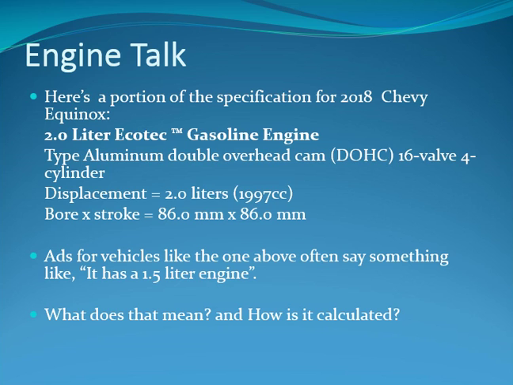Here's a portion of a specification for a 2018 Chevy Equinox. It says it has a 2-liter Ecotec gasoline engine. It also says its displacement is 2 liters and that it has a bore and stroke of identical 86 millimeters. An ad for this vehicle might say that it has a 1.5 or 2-liter engine. What does that mean? And how might we calculate it?